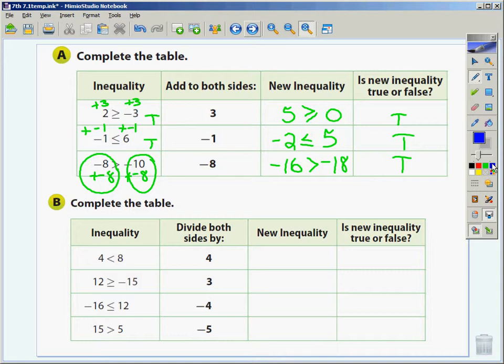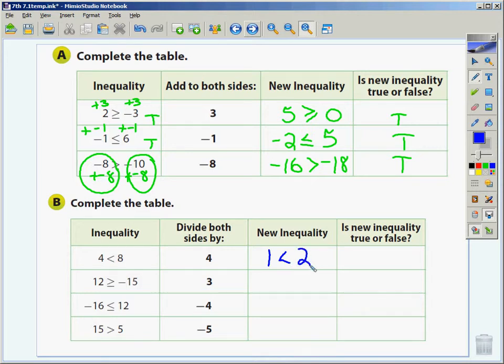The only thing that we're going to do different today than we did over the last week or two shows up in this table. Notice, again, they're asking me to divide both sides. What would happen if I divided 4 by 4? What would it give me? 1. What's 8 divided by 4? 2.